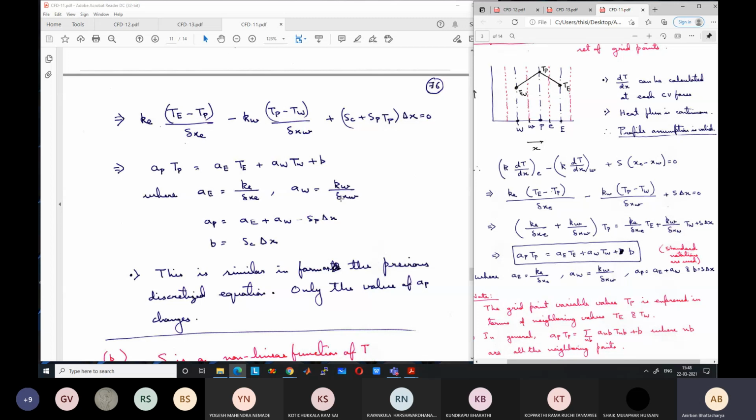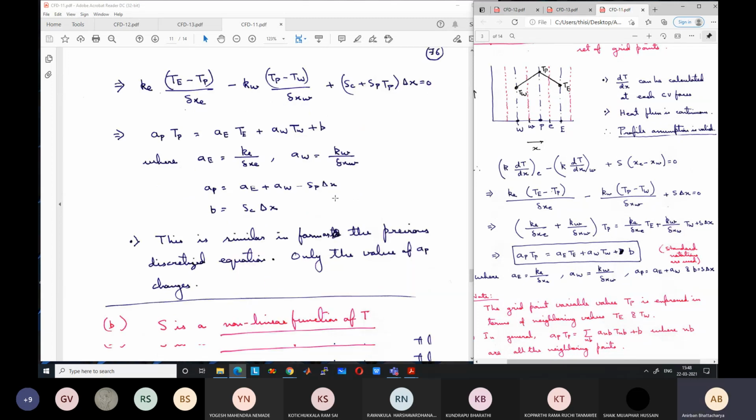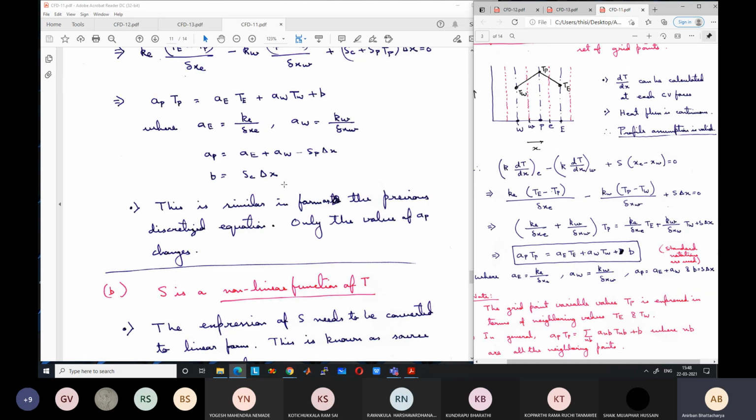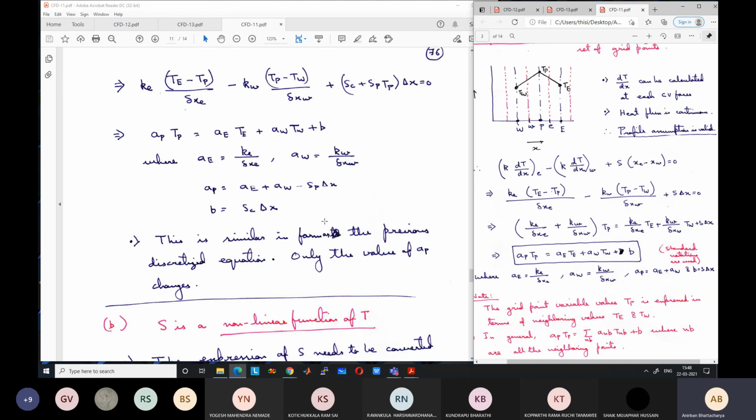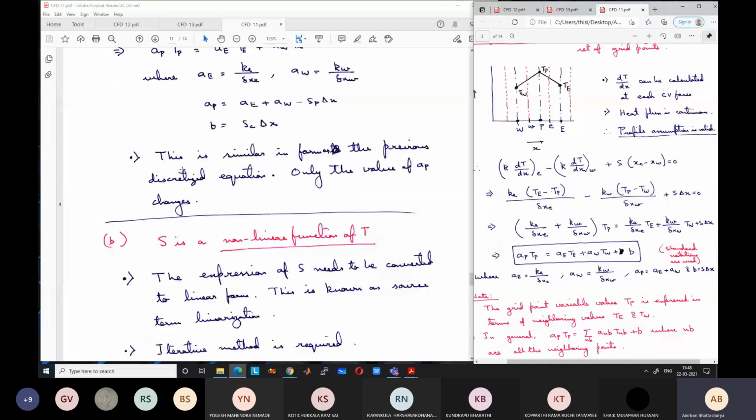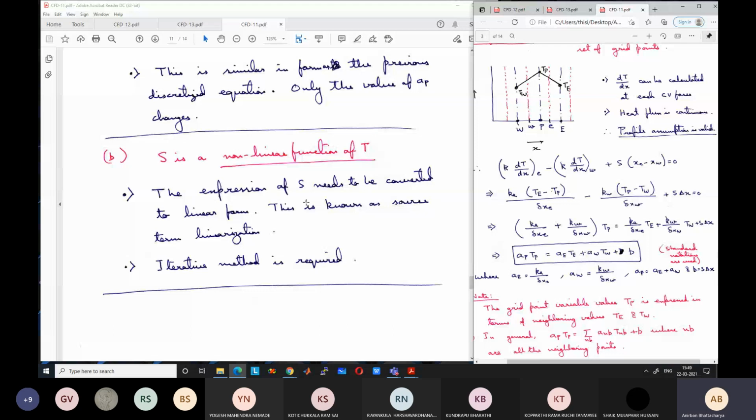Okay. So one other thing we had discussed was that there are 4 criteria. We have also discussed what will happen if S is a nonlinear function of T. The expression of S needs to be converted to linear form. Okay. This is known as source term linearization, and an iterative method is required. So today we will see what this source term linearization is, how to make it linear. What if we have a non-linear source term, what to do with it? So that is our aim today.